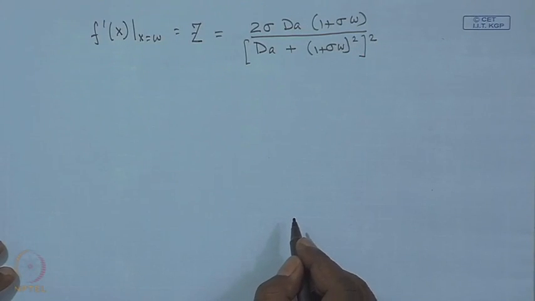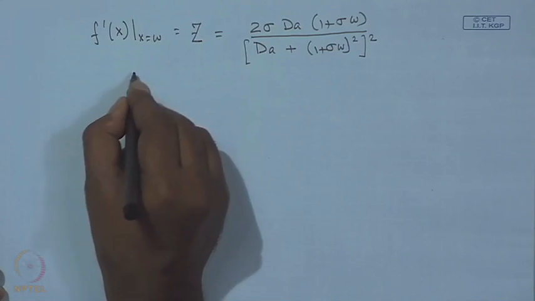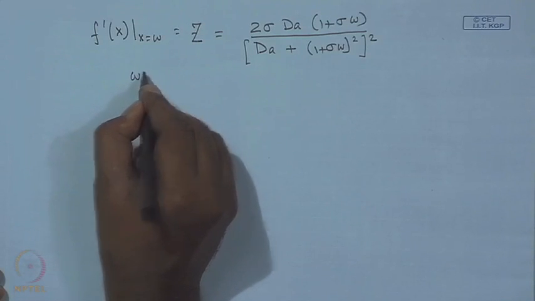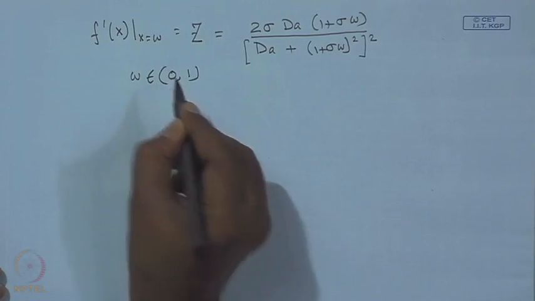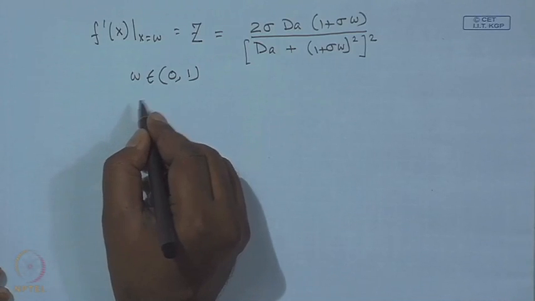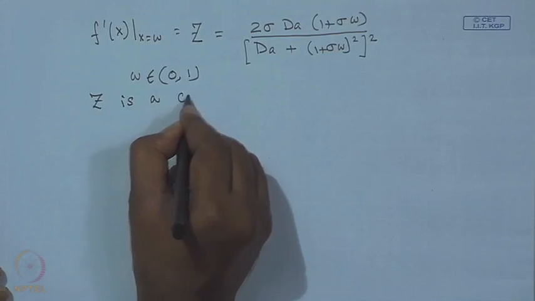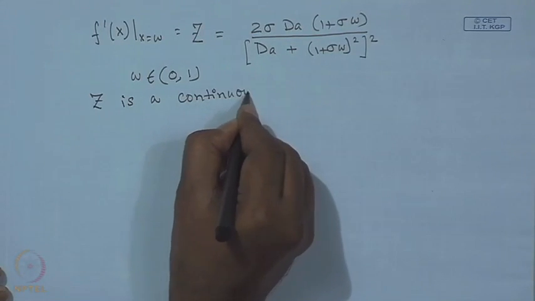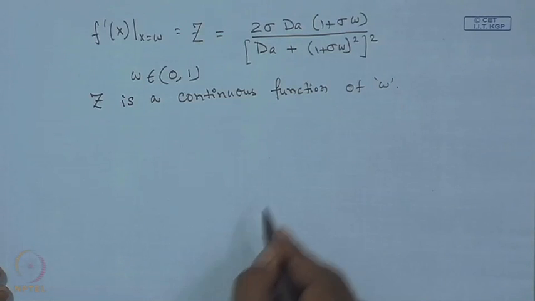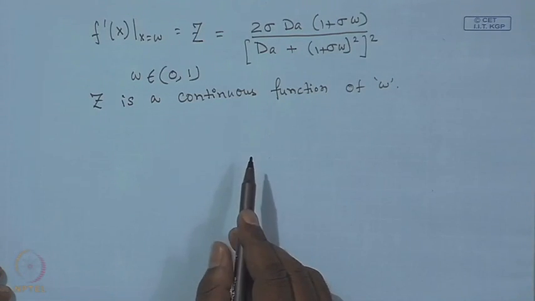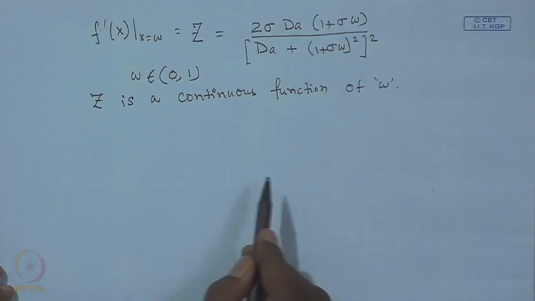Now, we have already seen what the value of w is. w is again a running variable, a variable lying in the same domain of x from 0 to 1. Therefore, z is a continuous function of w. In order to have z less than 1, we should consider the maximum value of z. If that is less than 1, then all the values will be less than 1.